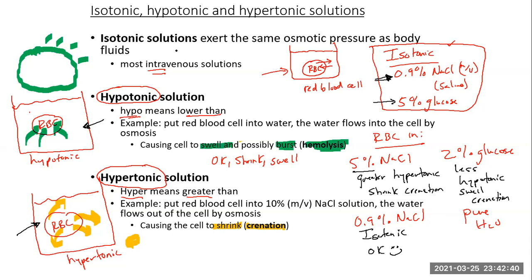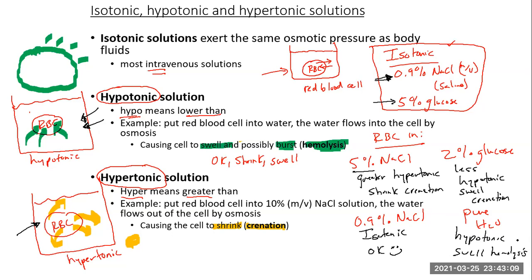So sometimes people think water can't be bad. But as we just talked about in the last slide, pure water has no osmotic pressure. Having no osmotic pressure means it's actually hypotonic. It's going to be less concentrated than the red blood cell, which means this situation is actually what's going to occur. It's going to swell and it's going to burst and go through hemolysis.